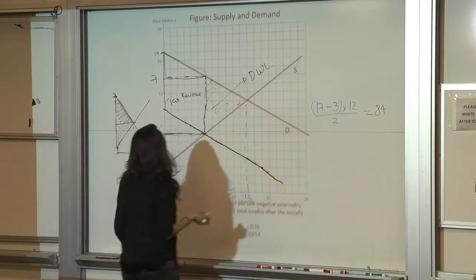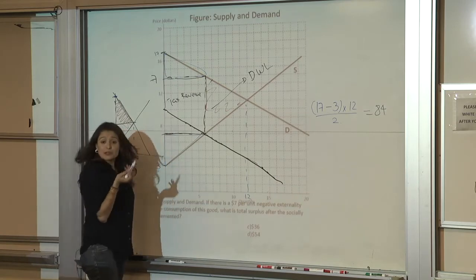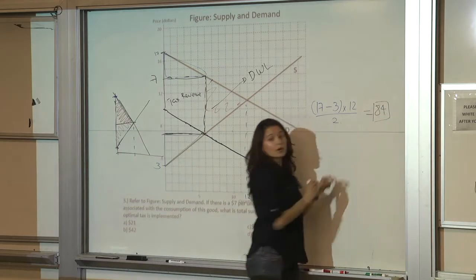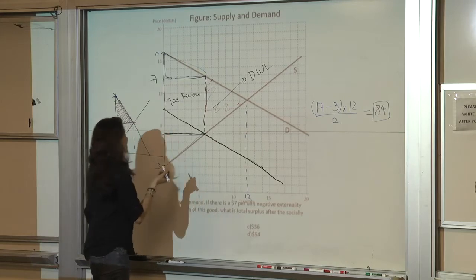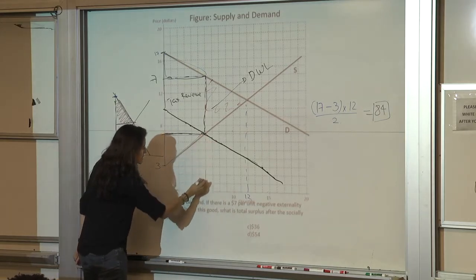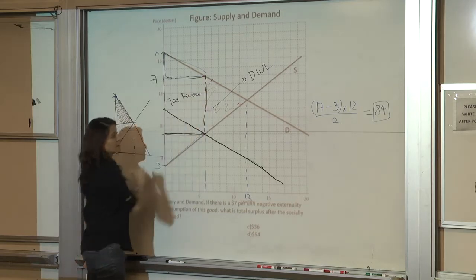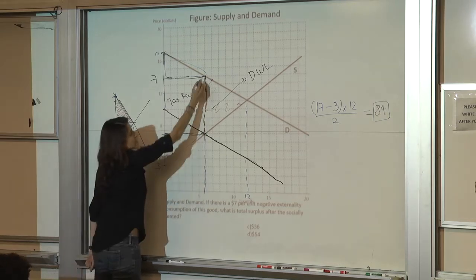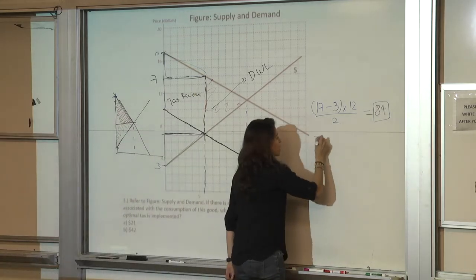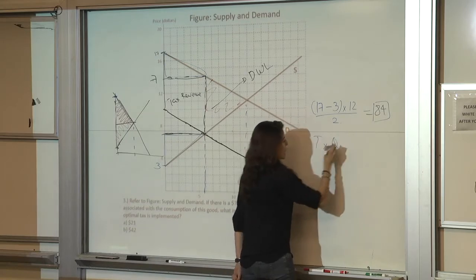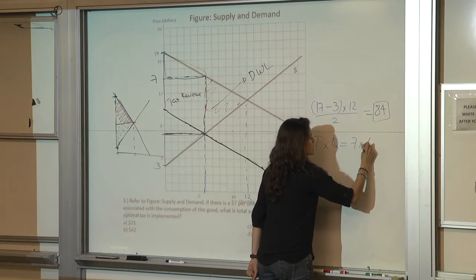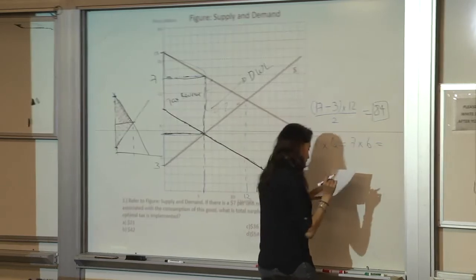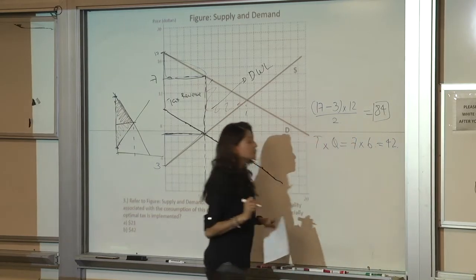Now we need to subtract the tax revenue and the deadweight loss from this total surplus. The tax revenue is very easy: tax revenue is the tax times the quantities, and that is 7 times 6. That number is 42.